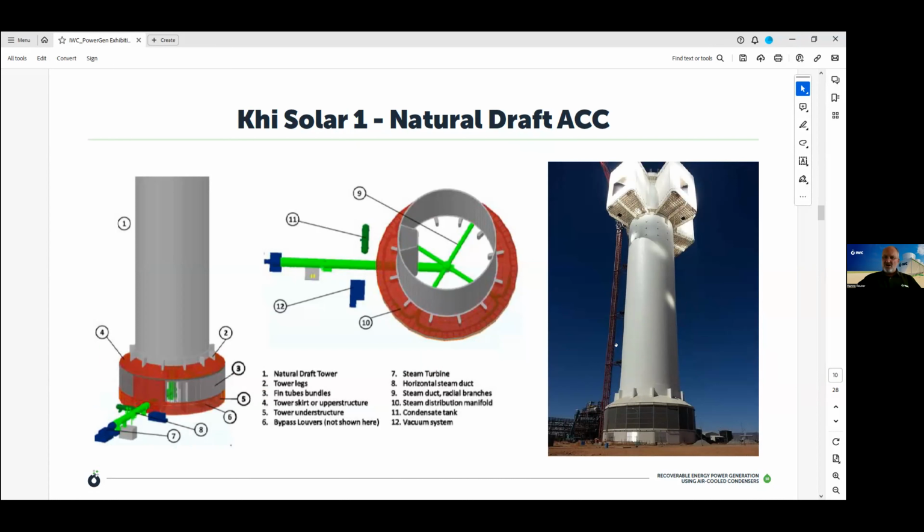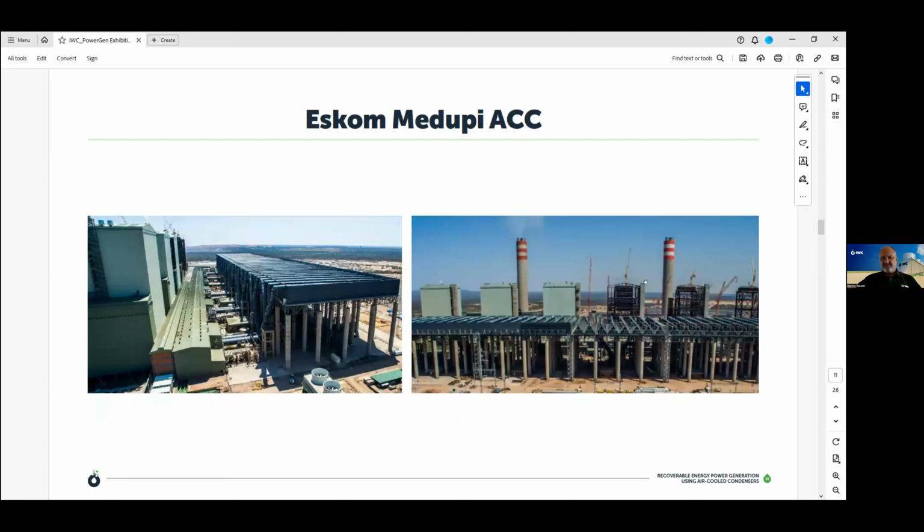So this tower is hollow, and the airflow is affected by buoyancy effects due to density differences between inside and outside this tower. And it's really simple, and it seems to work seamlessly, very, very well. This is also a unique design, as I said earlier, for South Africa.